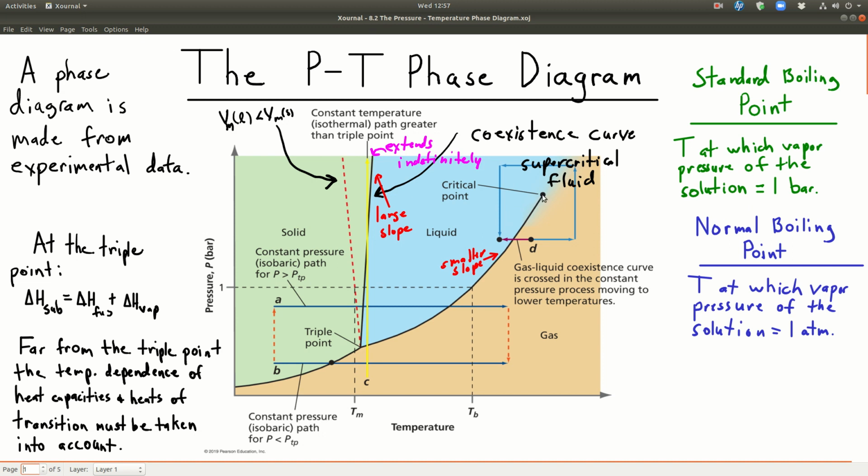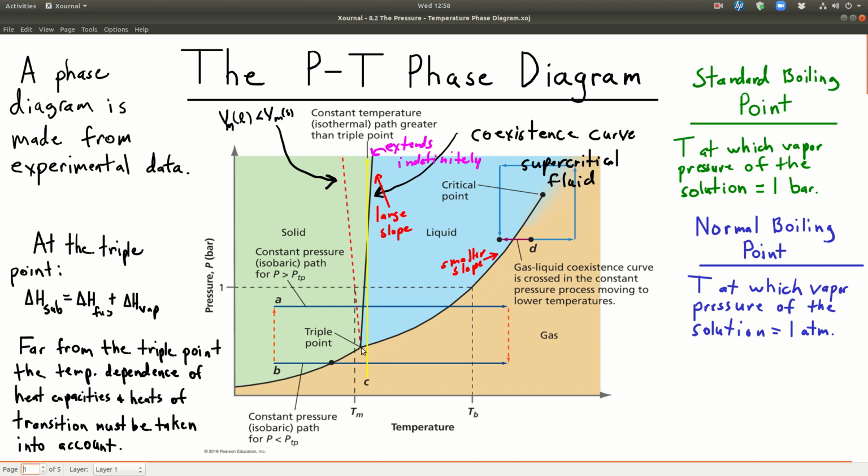At this point, this is called the critical point. At any combination of pressure and temperature past this point, we have what's called a supercritical fluid. As you start going along this curve, the density of the gas increases, the density of the liquid decreases, until they become the same up here as a supercritical fluid.